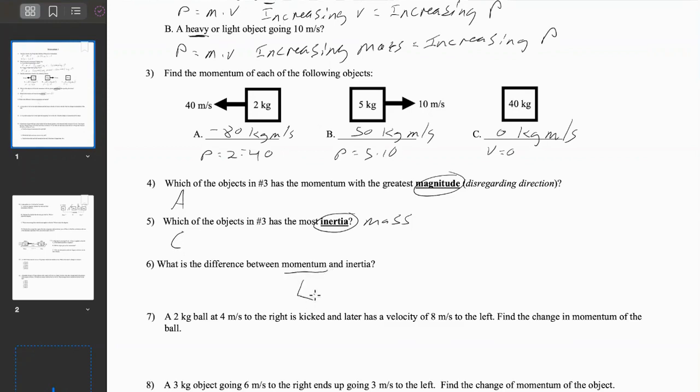What is the difference between momentum and inertia? Momentum is mass times velocity. It's mass in motion. Inertia is mass.